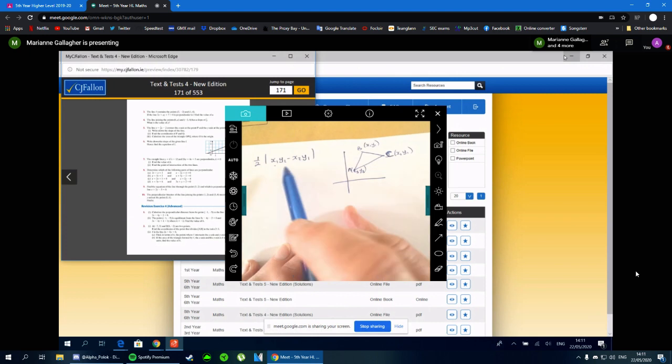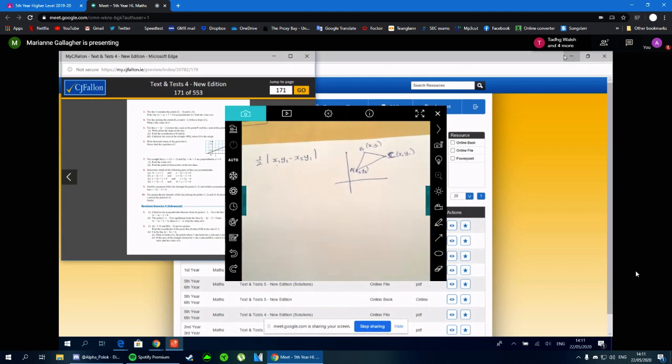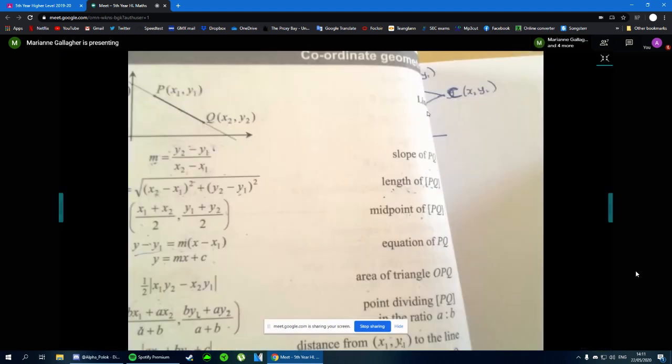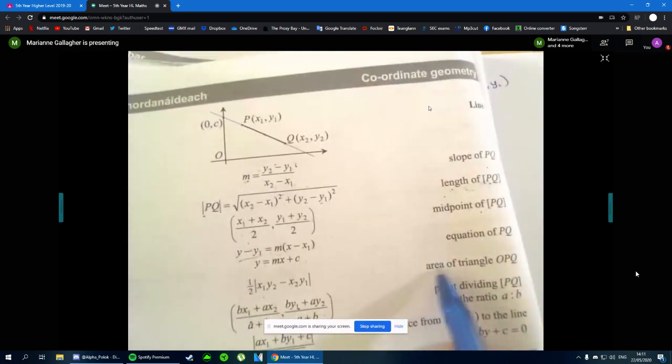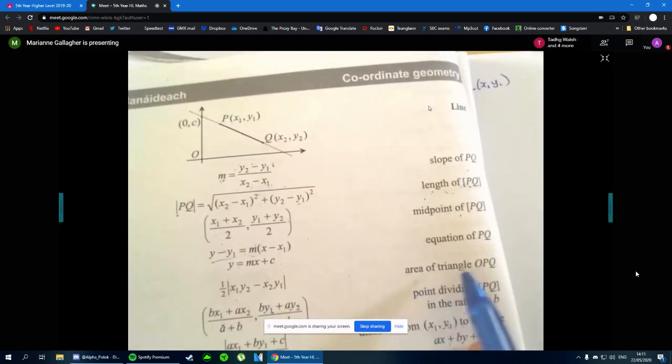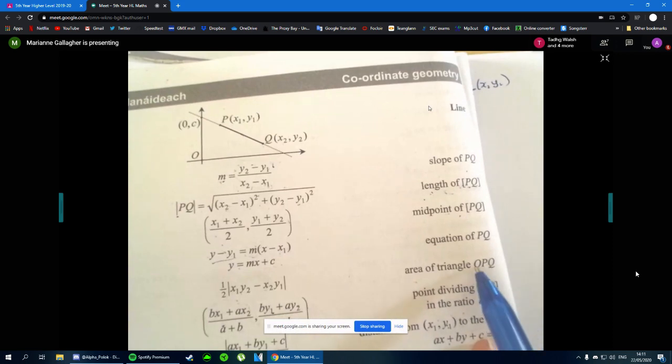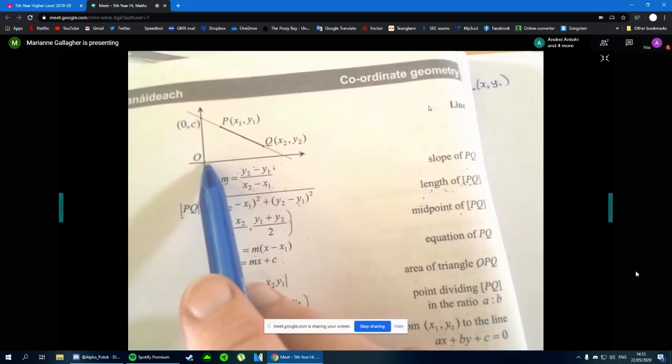If you notice, the formula only has the 1s and the 2s. It only has 2 of the vertices. Anybody know why that is? What do we have to know about the third vertex? The third vertex must be the origin. If you look at the formula and read it carefully, it says the area of the triangle OPQ. So one of the vertices has to be at the origin.